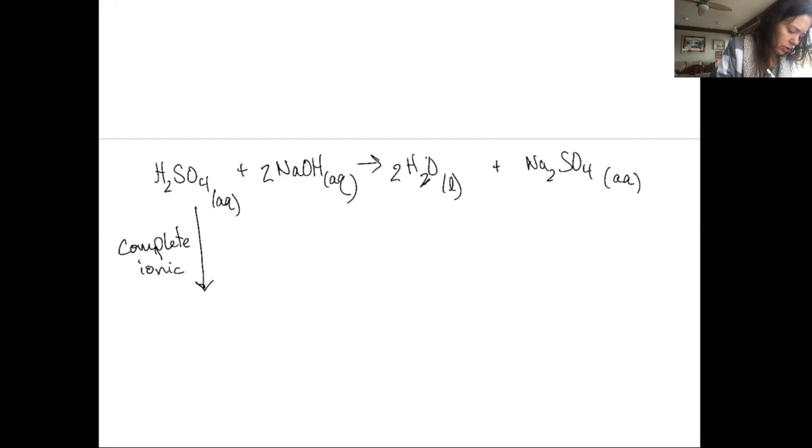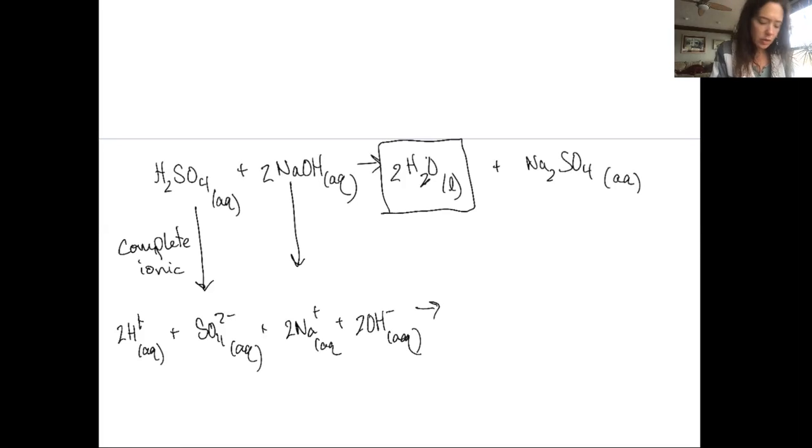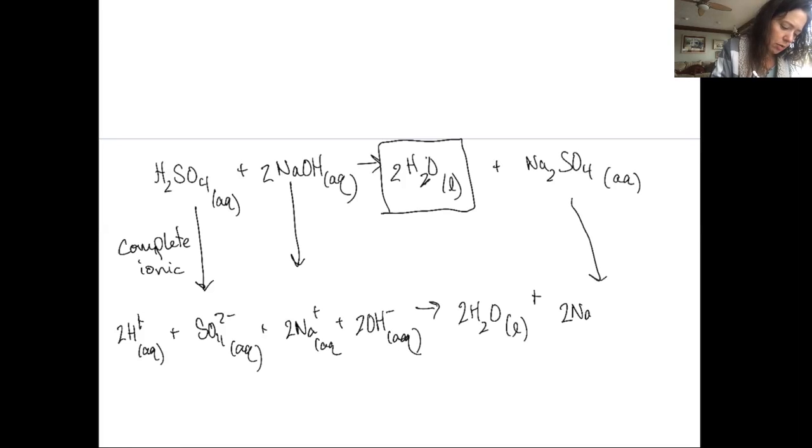That will be 2H plus ions plus the 1 sulfate ion plus the 2 sodium ions, right? Plus the 2 hydroxide ions, right? Yields, now look here, this is water. It is not dissolved. We will keep it together. And this is dissociated. We've got the 2 sodium ions for every 1 sulfate ion, and those are floating around in the solution. Okay? So that's your complete ionic.